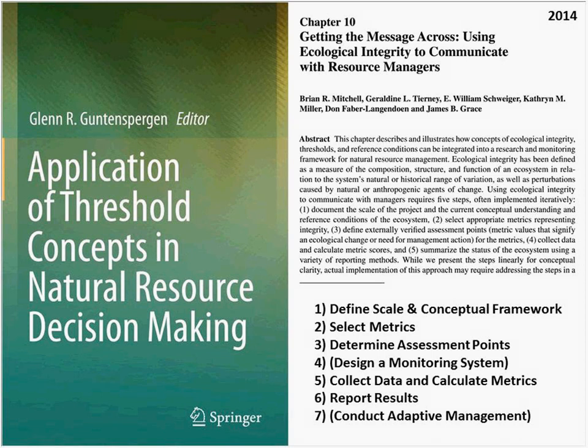The basic outline for using ecological integrity: number one, define the scale and conceptual framework. Number two, select metrics, something we'll talk about a little bit today, and determine assessment points. You want to design a monitoring system. I have that one added in brackets as something that is really important, that we design monitoring systems that can give us the data that we require to make decisions. Then calculate data, collect metrics, report results, and then again, conduct adaptive management.